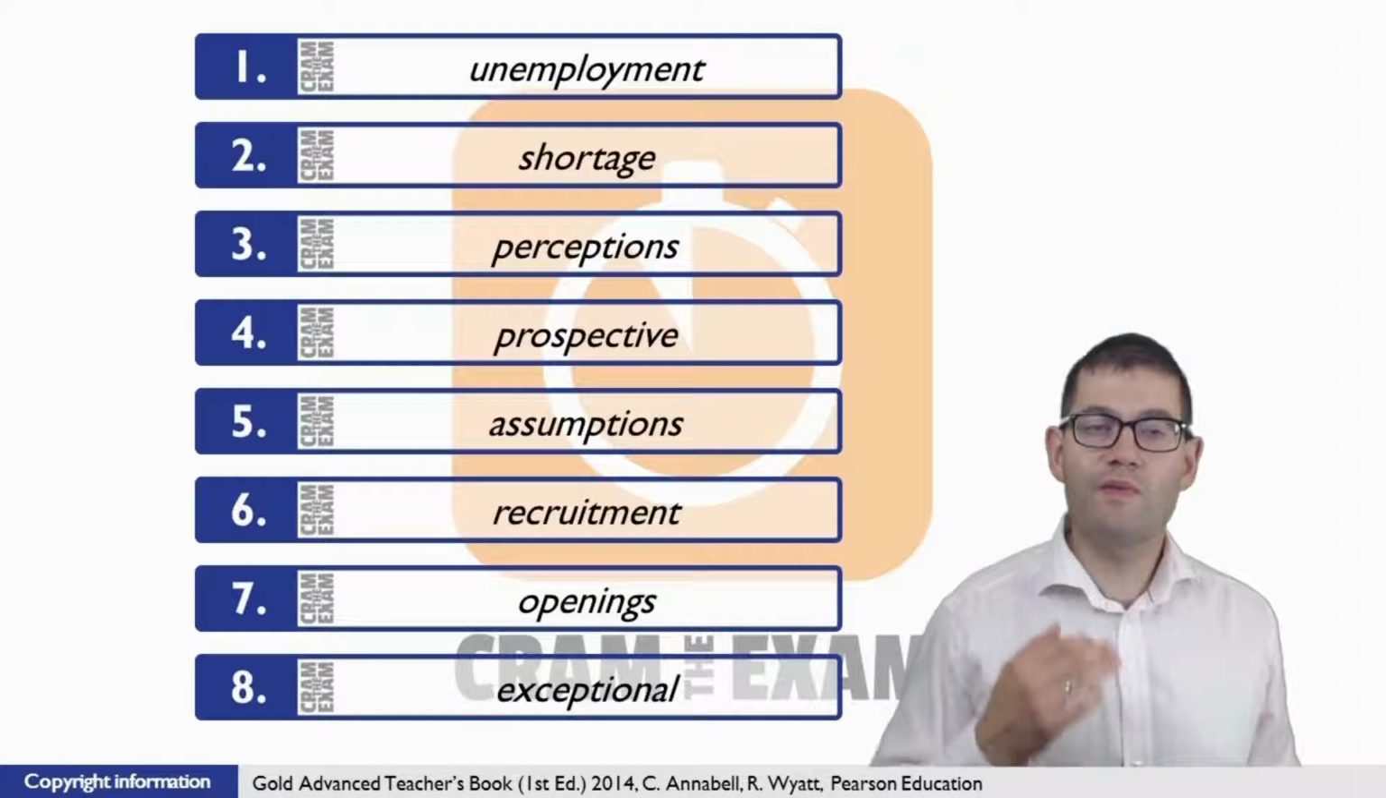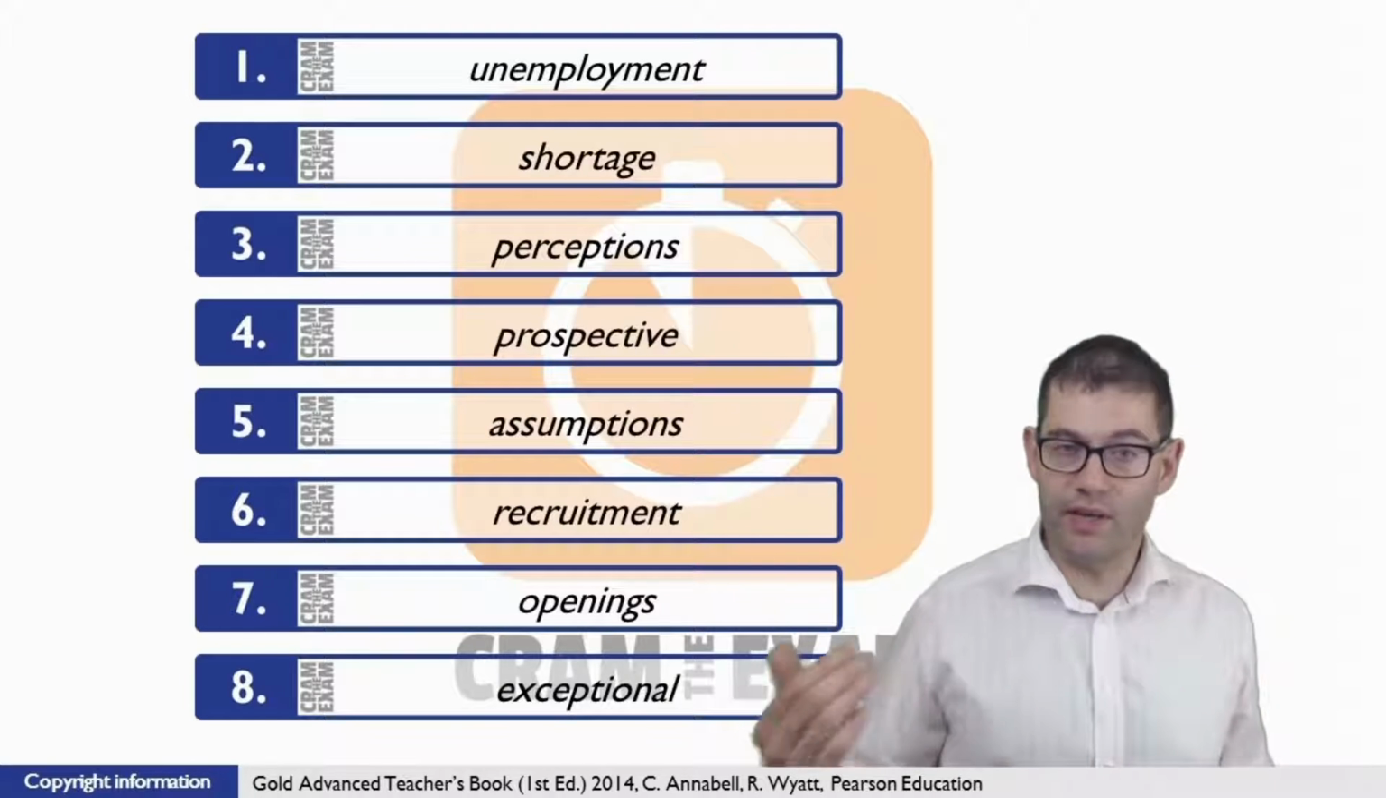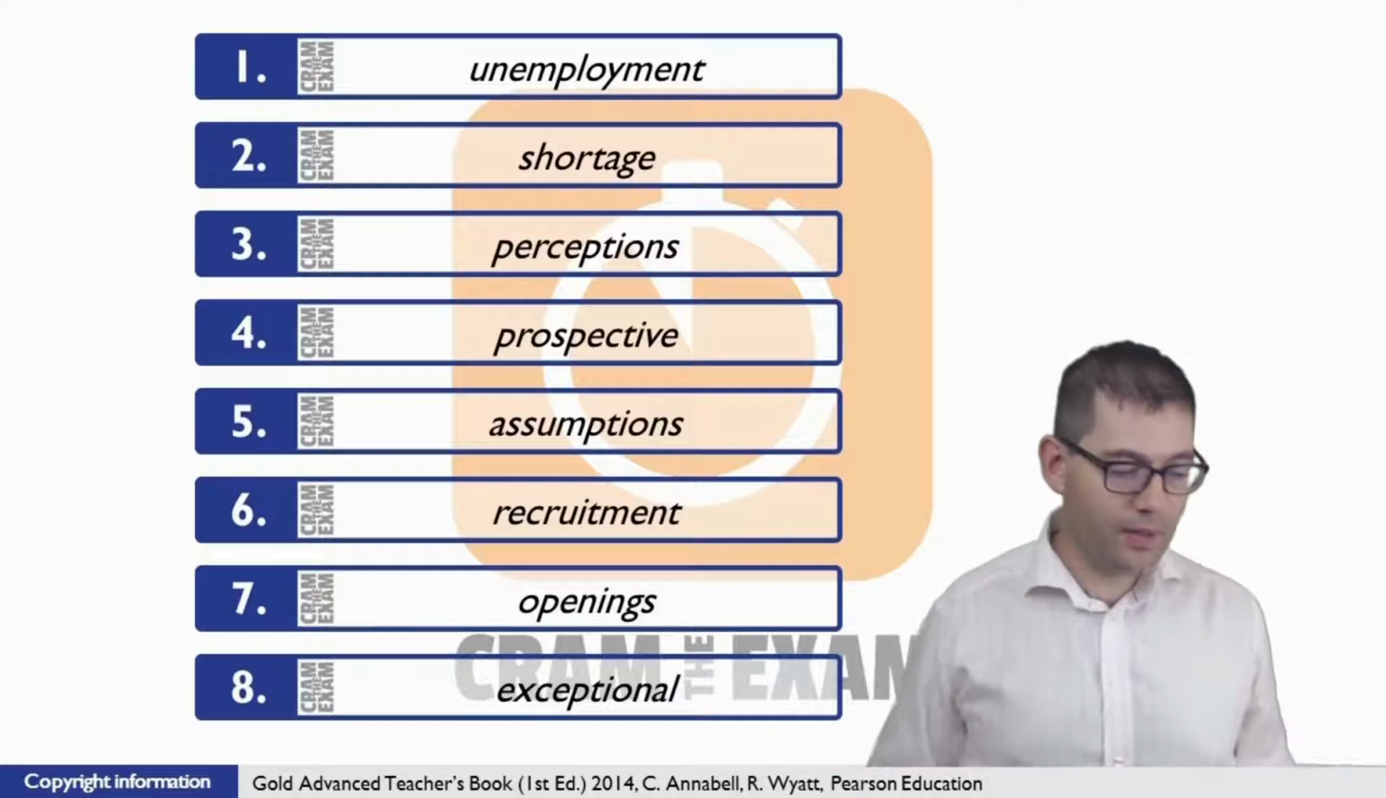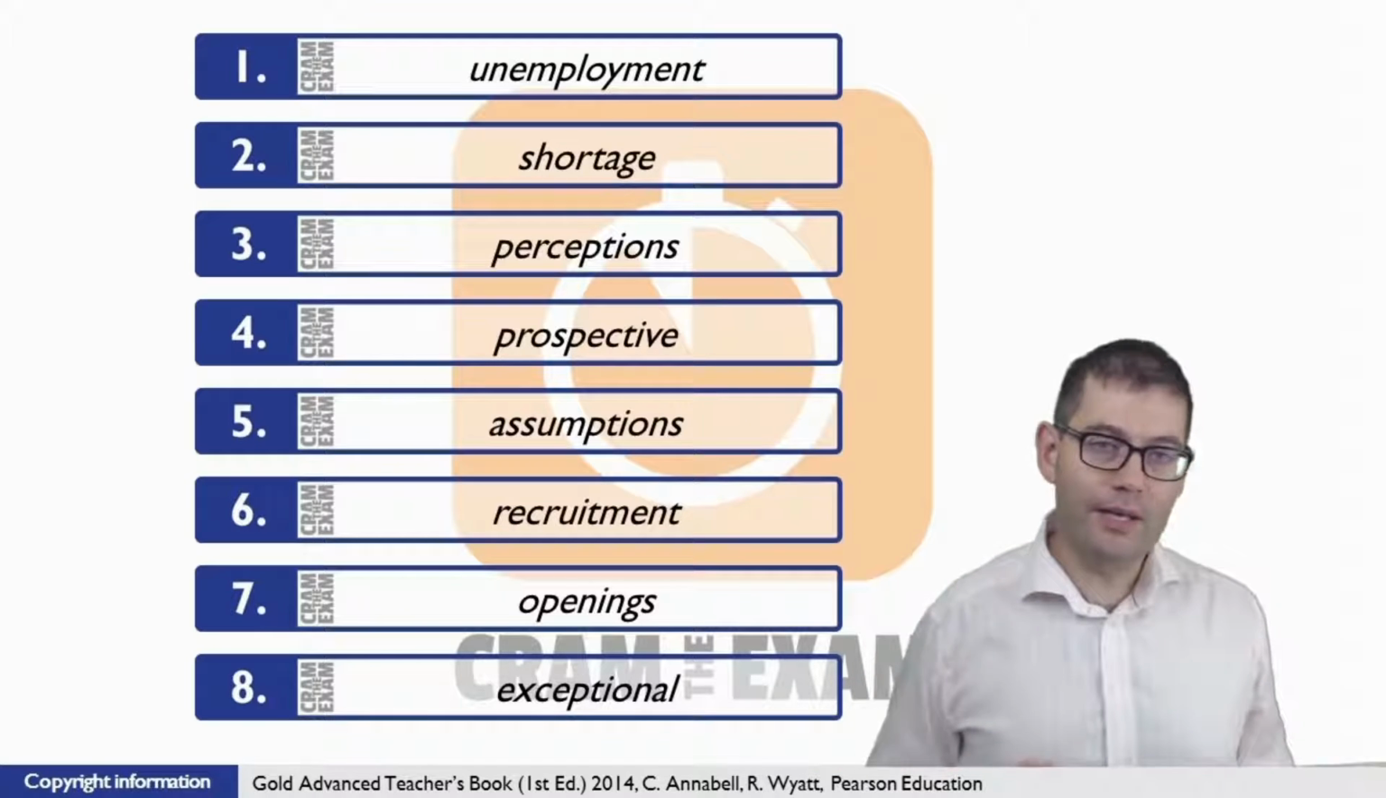For question number 4, we've got the gap before the noun. So what we need here is an adjective to modify the noun. What kind of employees? Prospective employees.